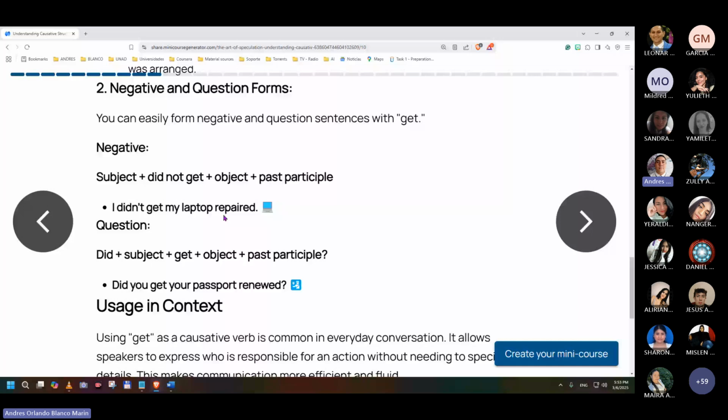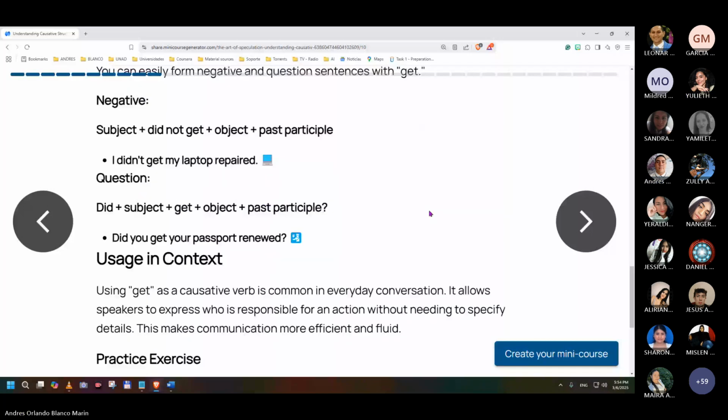And I can make questions with it. Did, as an auxiliary verb: did you get your passport renewed? Yes, I did. No, I didn't. These are examples in the simple past, but remember, you can use get in the future, in the present, or in the past. Always to try to convince someone.